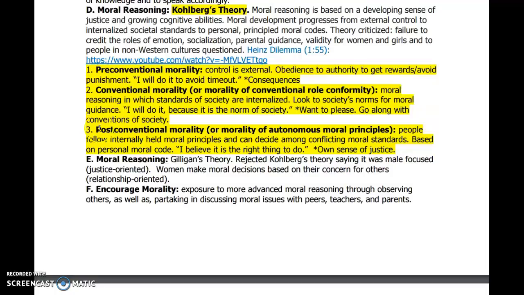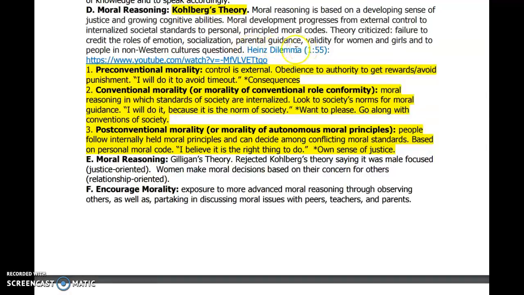And then, when you get more into the teen to adult years, you have post-conventional. So post-conventional is looking at how you begin to make moral decisions based on your own internal moral standards. You do things because you believe it is the right thing to do. Your moral decisions are based on your own sense of justice. So read through this carefully and watch this video that will explain Kohlberg's theory.